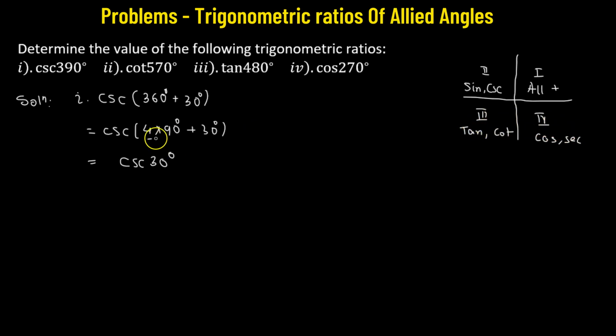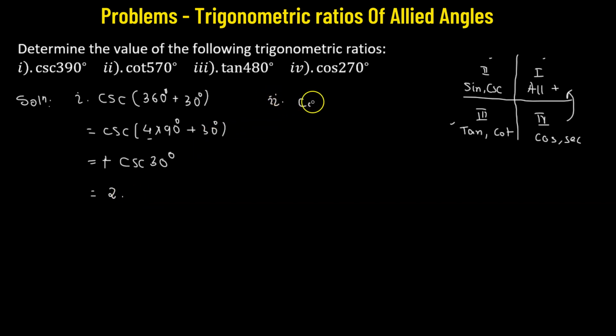Now, coming to our problem, we have 4 times 90 degrees. That means we are in the fourth quadrant. So 1, 2, 3, 4. Now, we are also adding 30 degrees to it, which will take us back to the first quadrant where everything is positive. So that means our final answer is going to be positive. Now, what is the value of cosecant of 30 degrees? So that's simply 2. The first problem is done. Moving on to the second problem.